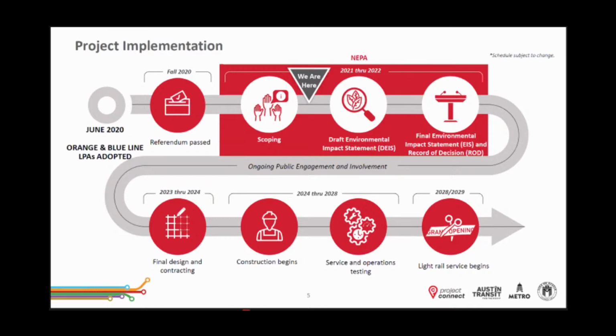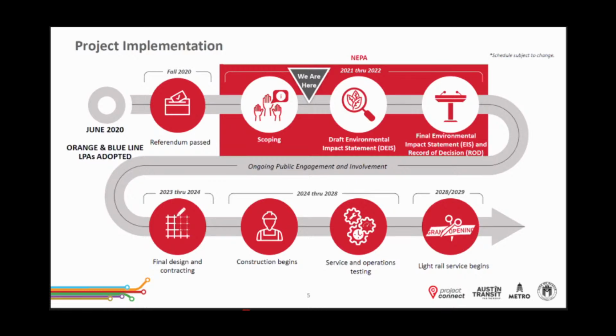In November 2020, the City of Austin voters approved an 8.75-cent tax rate increase to help fund the next phase of implementation for the system plan, which includes both the orange and blue lines, and allowed us to enter into the phase we are in now, again, the NEPA process or the environmental phase.